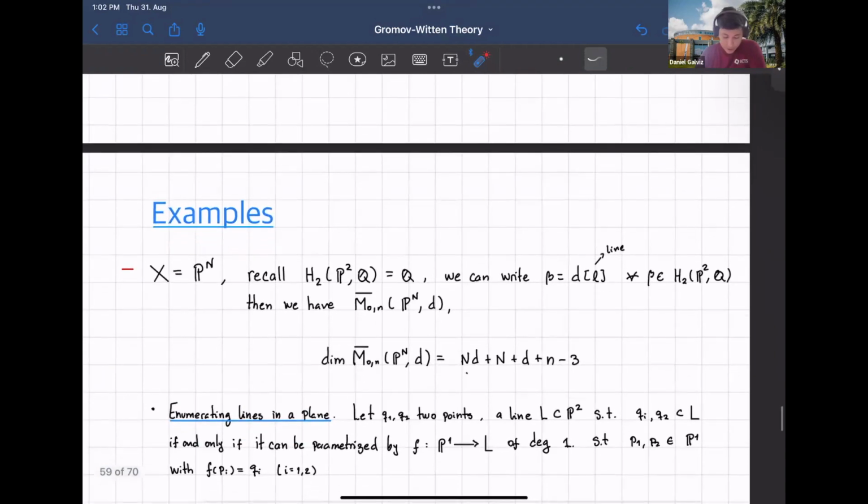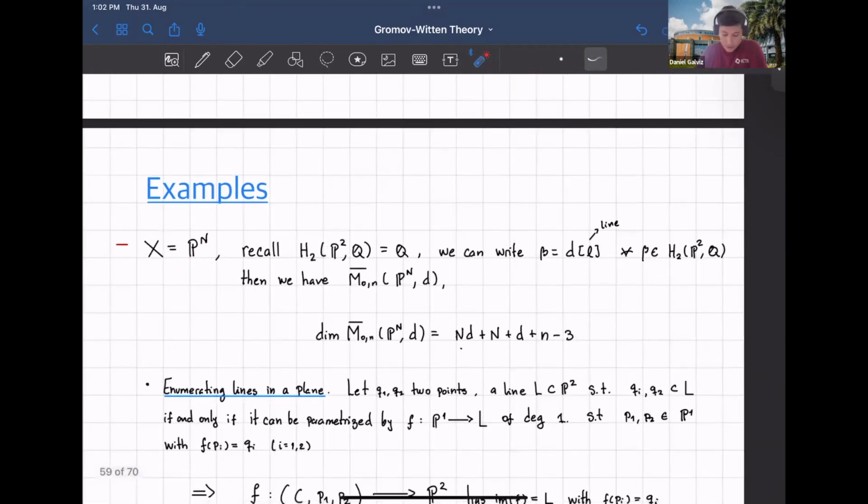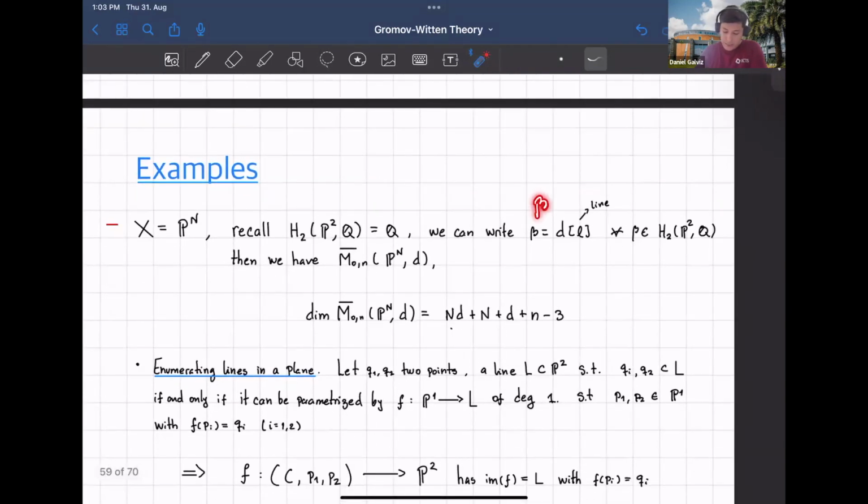So the first example is to assume X is P^n, and then recall this is the fundamental class. Remember, beta belongs to this, and this is the fundamental class of P2, which will give us a rational number. We can write that this fundamental class is just d times the class of a line, such that all beta belongs to this homology class.